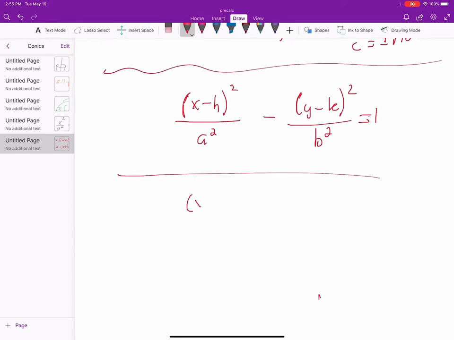So if we have (x plus 1) squared over 9, minus (y minus 2) squared over 25 equals 1. There's my hyperbola. I'm ready to draw it. I'm going to sketch it.